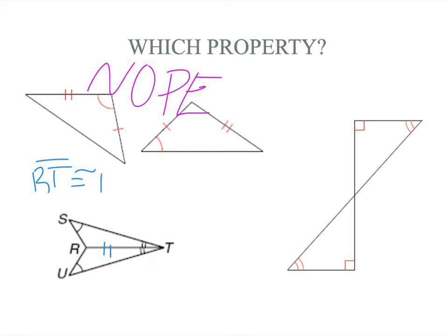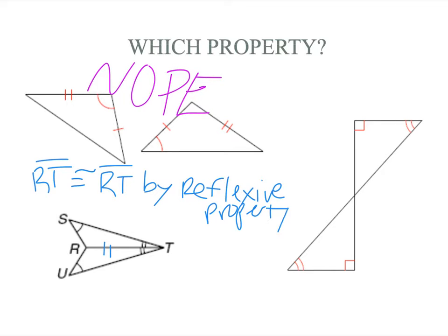RT is congruent to RT by reflexive property. So that gives me another side, but I do have two pairs of angles here, right? So the situation I'm dealing with here is angle, side, angle, side. Boom. Angle, side. Angle, side. So that's how these are congruent.